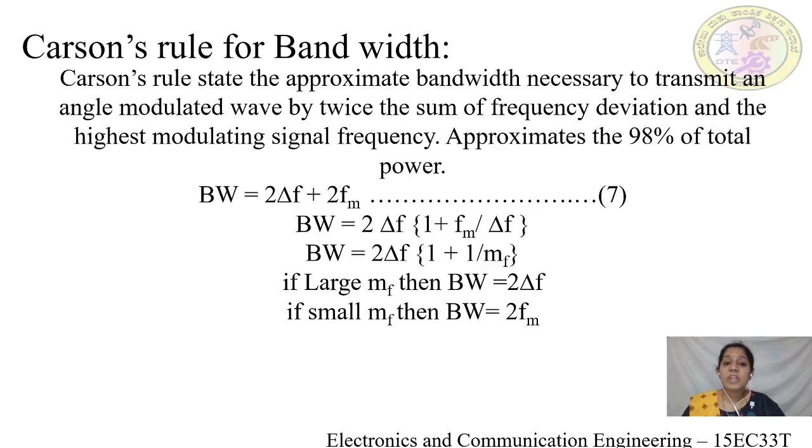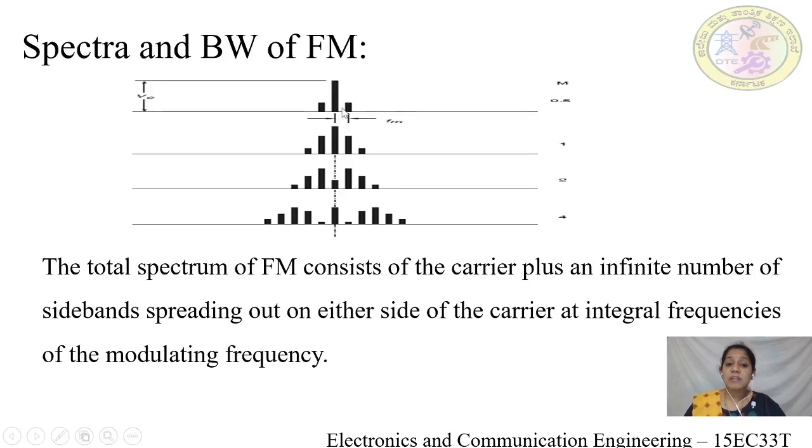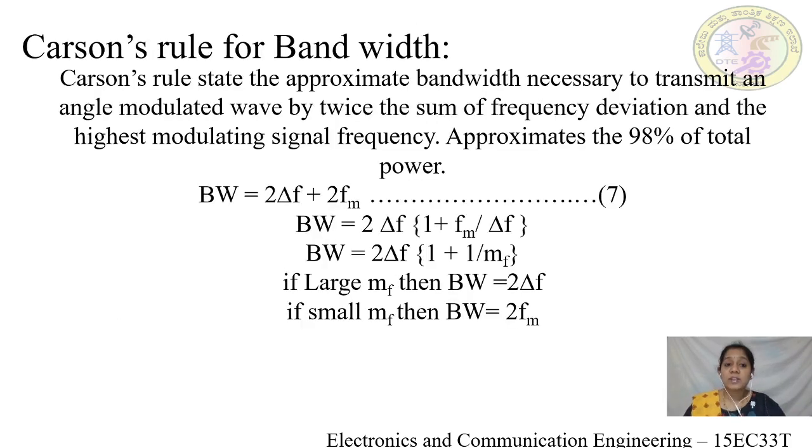Now if we go with the bandwidth of FM, since the FM signal has an infinite number of side frequencies, the bandwidth required for transmission of such a signal is infinite. Hence, Carson has come up with a formula that approximates the bandwidth necessary to transmit an angle modulated wave by twice the sum of the frequency deviation and the highest modulating signal frequency.